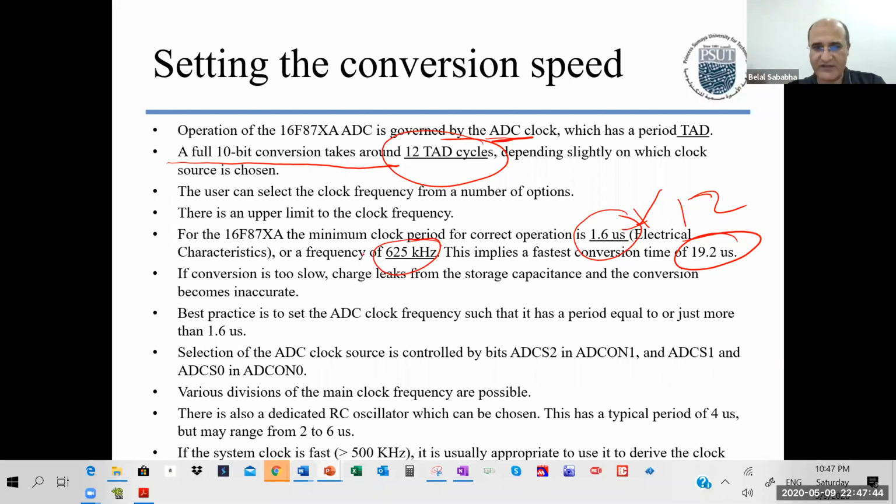It's going to be too fast, right? Faster than this, it will be too fast, and you will not get the accuracy. So this translates into 625 kilohertz. So anything below 625 kilohertz is acceptable. Okay? So we're going to aim for something around 500 kilohertz.